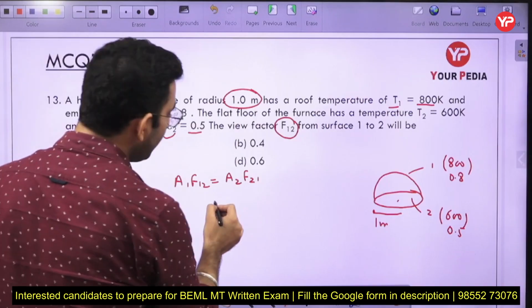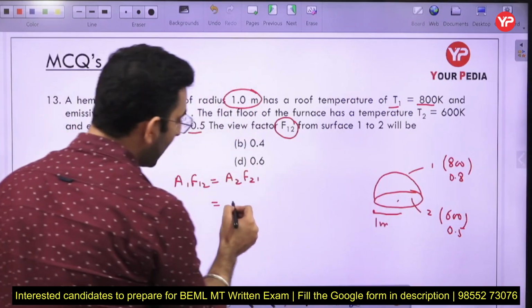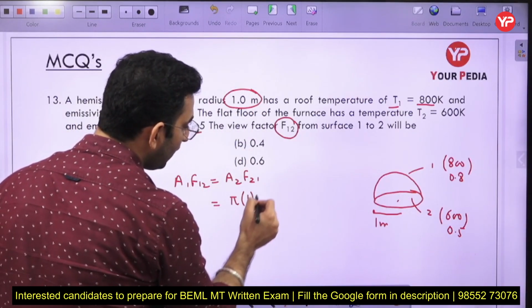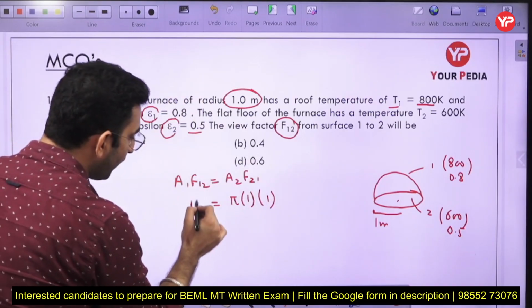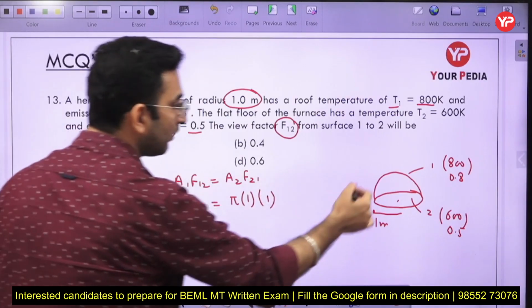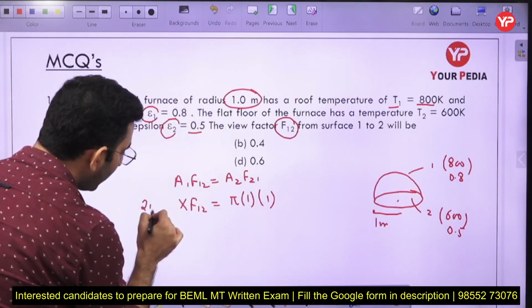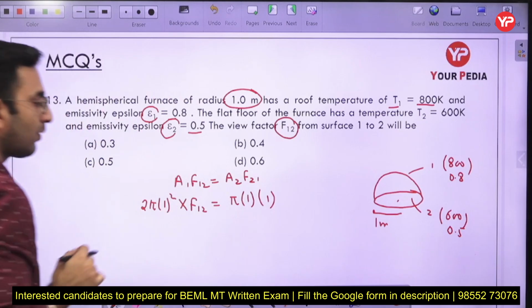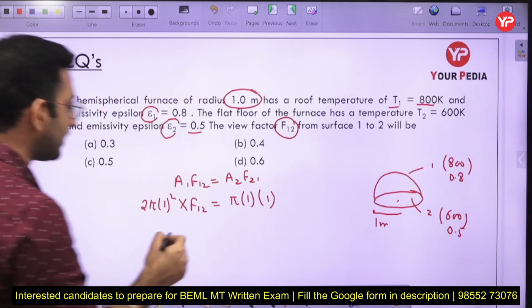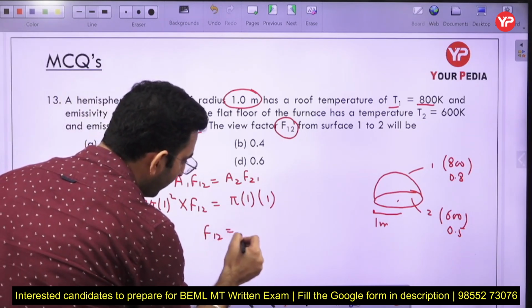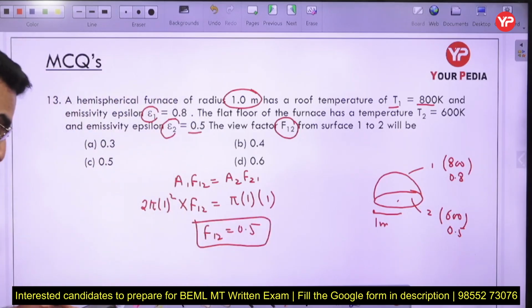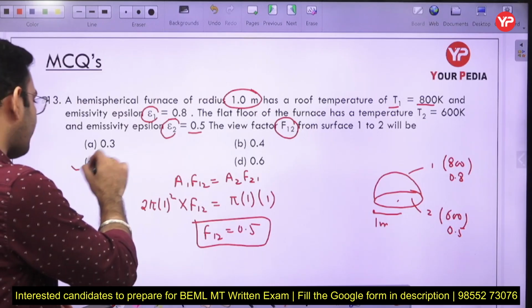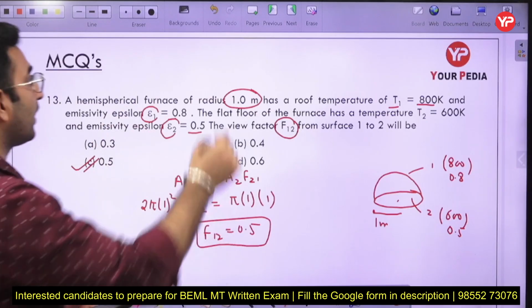In this case, you can see the value of area 2 can be written as pi r square. F21 is going to be equal to 1 only, whereas F12 we have to find out, and the area 1 can be written as 2 pi r square. Okay, so if you just solve it, you are going to get the answer as 0.5 here. So option number C, 0.5, you are going to get as the correct answer here.